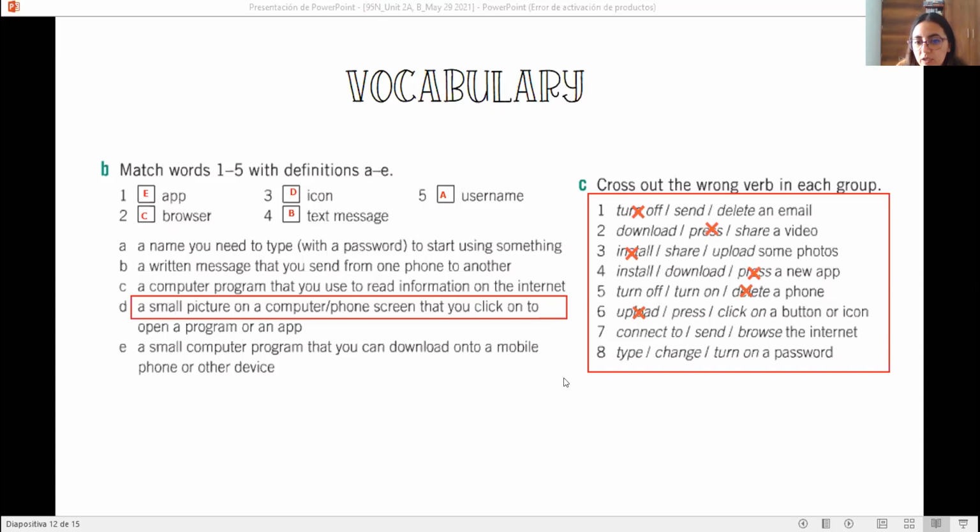Number 7, connect to, send or browse the internet. Send. Send. No podemos enviar el internet. Por baldes vamos a enviar.